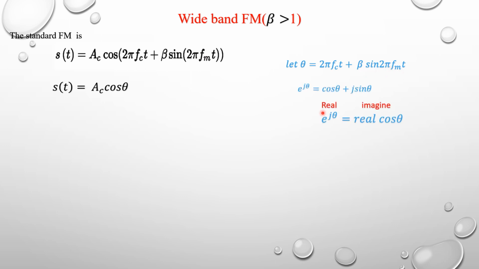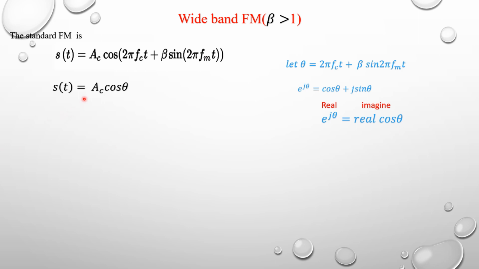We know that e to the power j theta is equal to cos theta plus j sin theta, and this is the polar representation. Cos theta is the real value, and j sin theta is the imaginary value. So just retain only the real value and neglect the imaginary value. So the real part of e to the power j theta is cos theta.